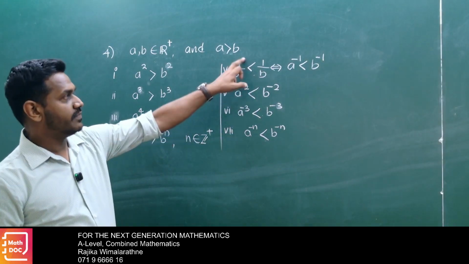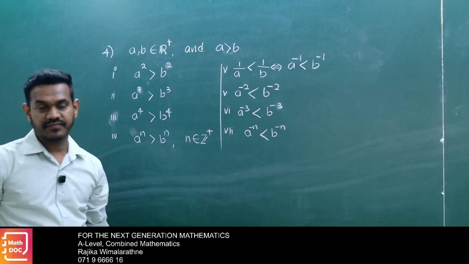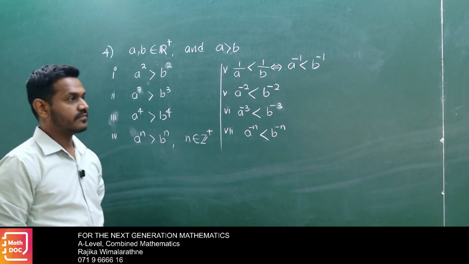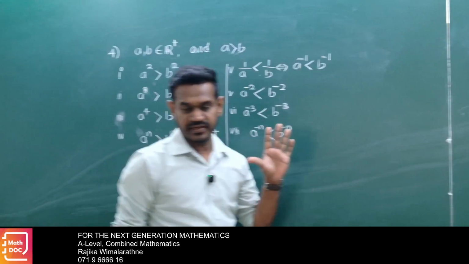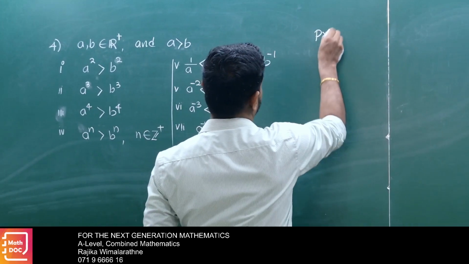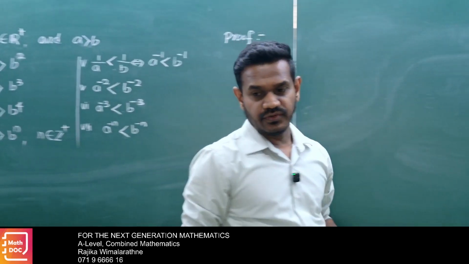Here 1 over A, 1 over B, just like cross multiplication. Okay, let's try to prove them one by one. Okay, now you better do it with me.